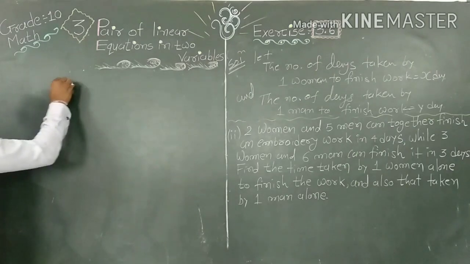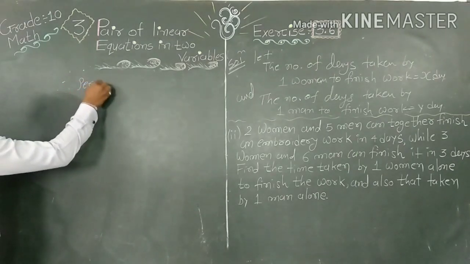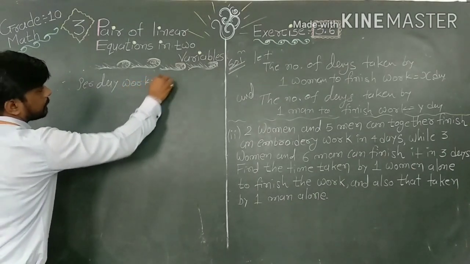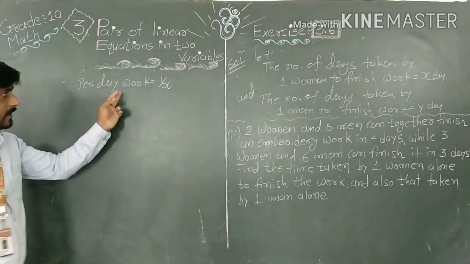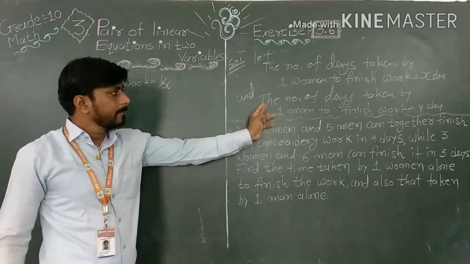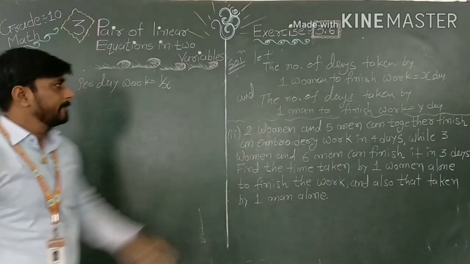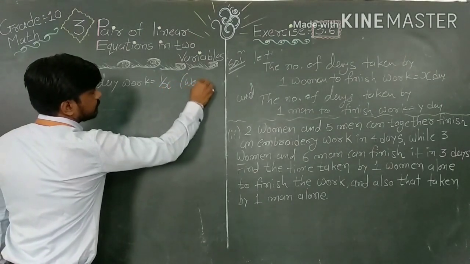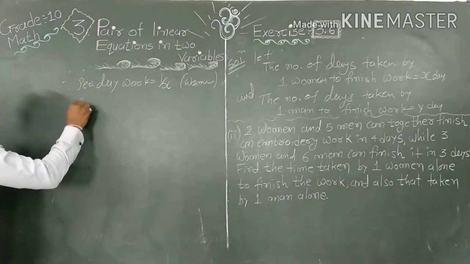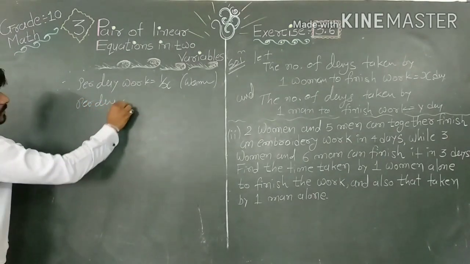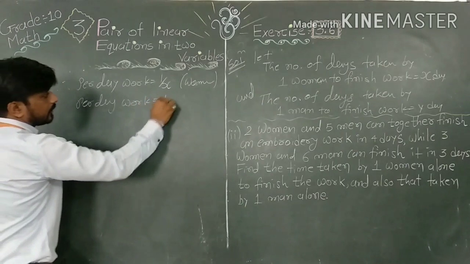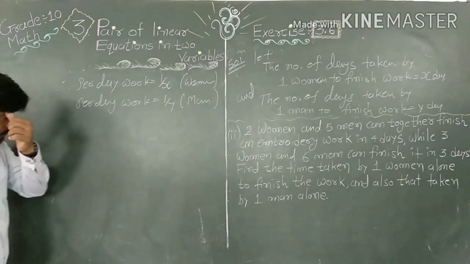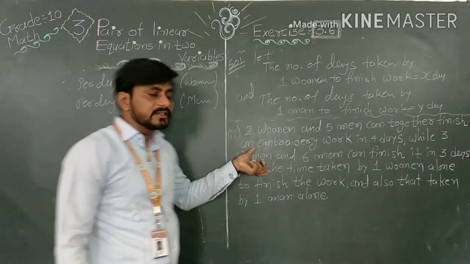Therefore, we write per day work is equal to 1 upon x for a woman, and per day work is equal to 1 upon y for a man. Okay. Now we apply these two conditions on these two variables.